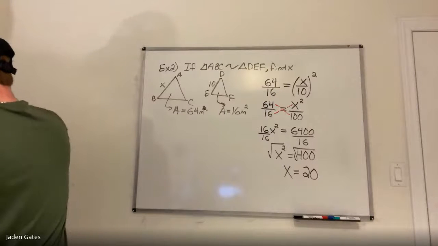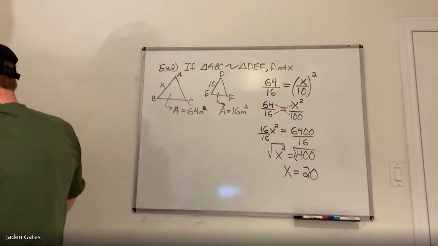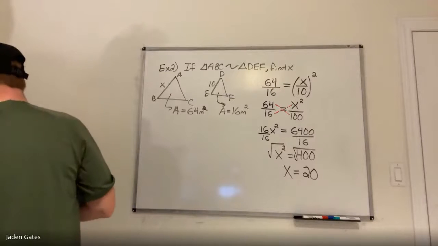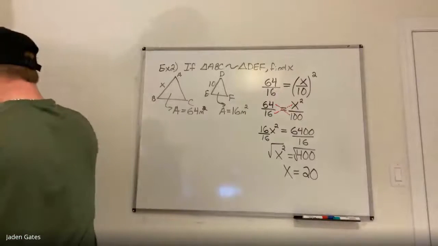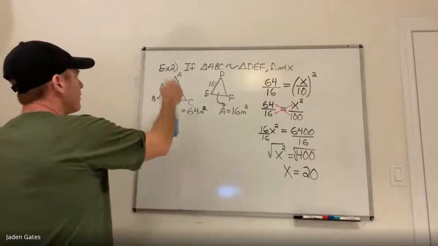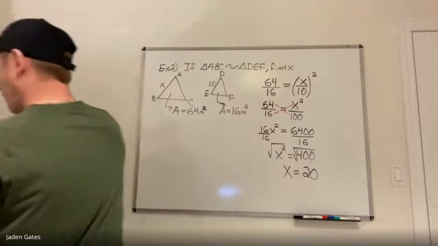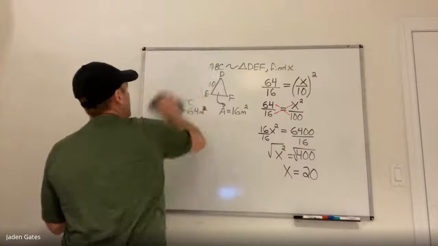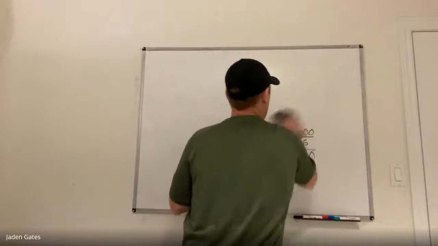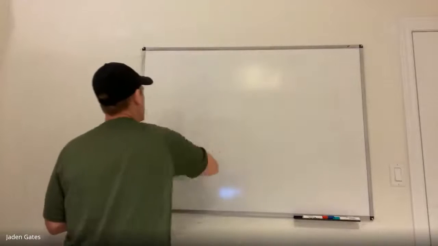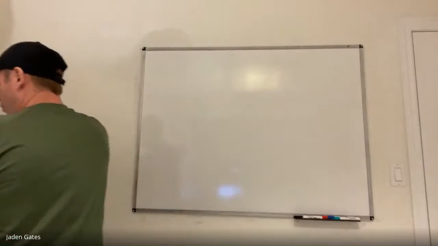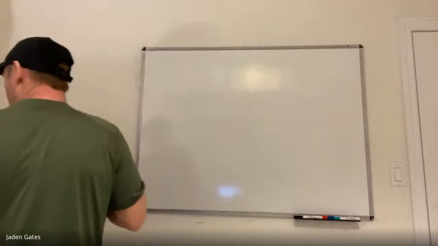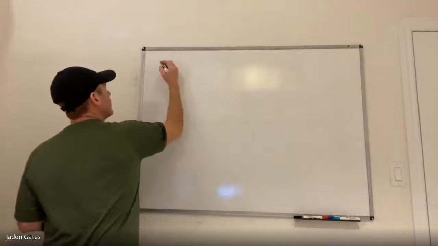All right, let's see here. Next up, let's go with example 3. I don't know if I'm going to be able to do all these. All right, so we're going to get into using property 2 a little bit more. Example 3.